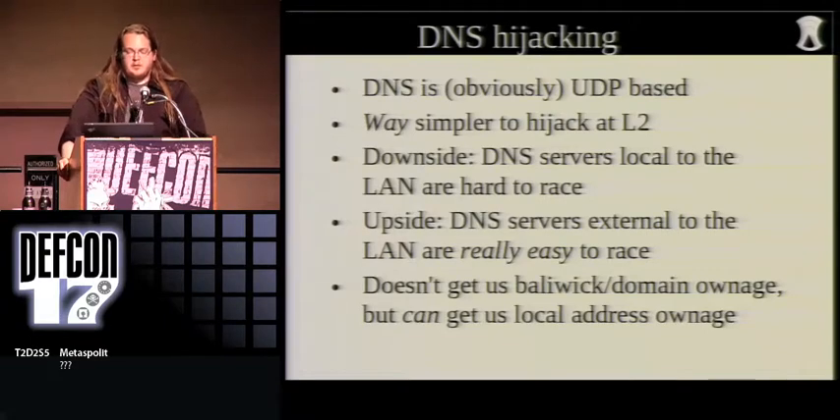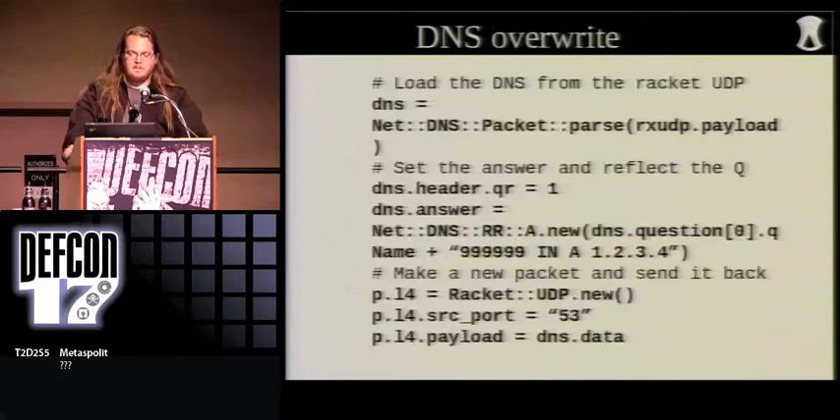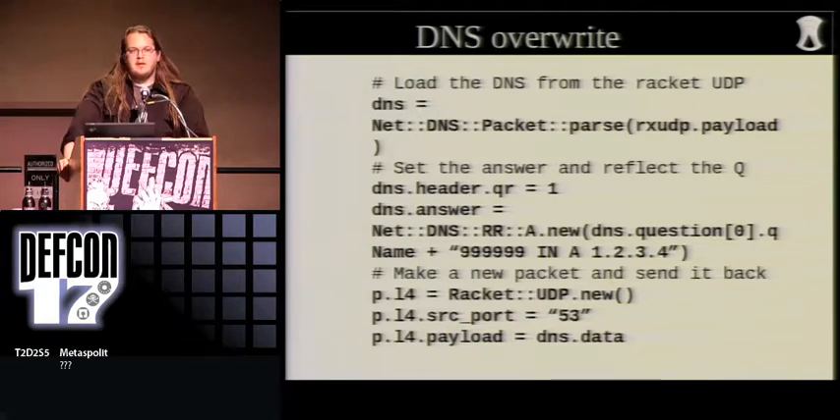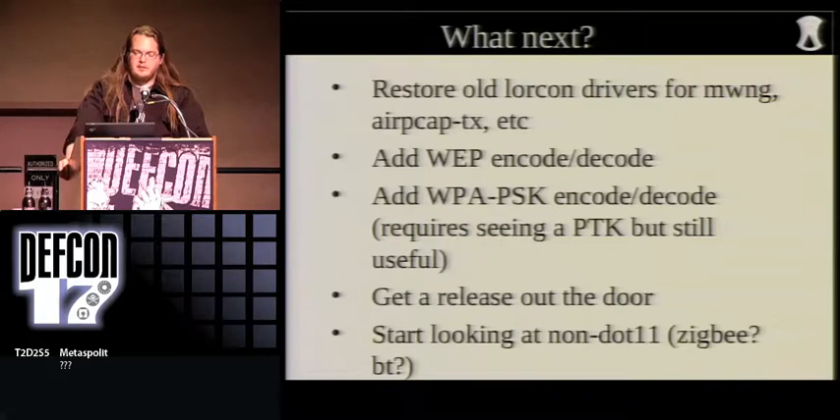So that doesn't get us bailiwick or full domain ownage, but it does get us targeted per user replacement of any host name we want, including host names local to their LAN. So you could take some domain name local to a target's private network and suddenly redirect it outside the network where we can capture everything they're doing. So DNS overwriting is also just that easy. Create a Net::DNS packet with Ruby, dump the raw payload into it that we got by grabbing the packet with Lorcon, set the response header to 1, take their question, reflect it right back to them, set an IP we want, bounce it right back in with Lorcon, and there we go.